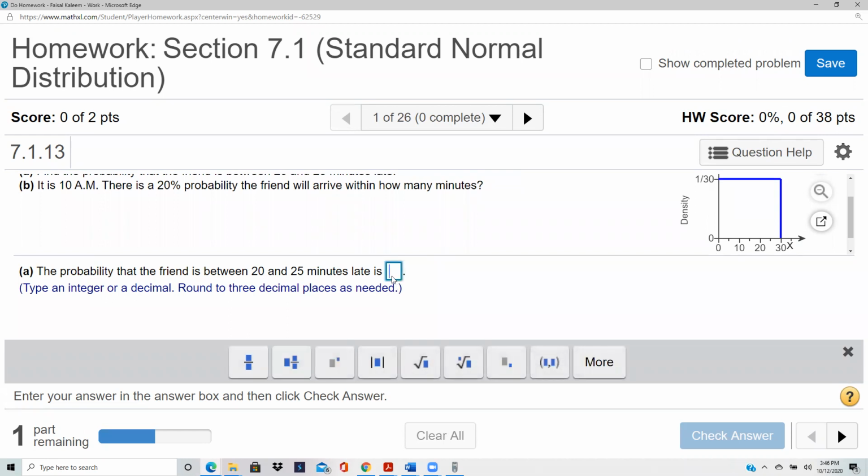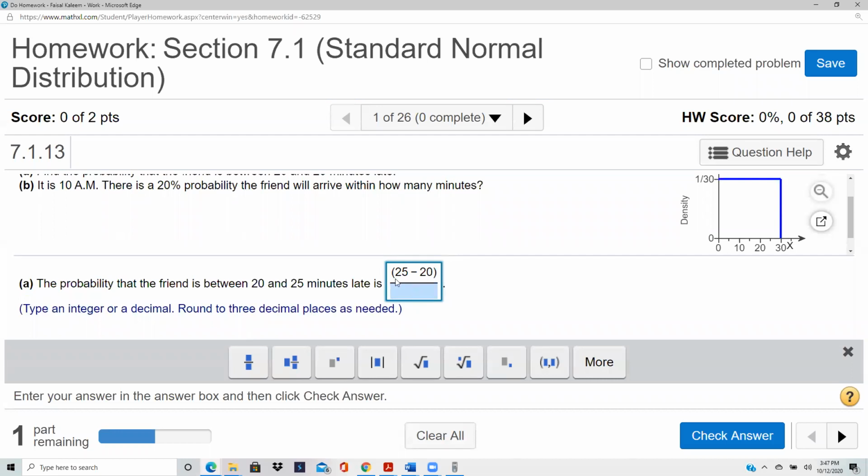So what you would do is on the top, you would have the distance between 20 and 25, which would be 25 minus 20. And you will divide it by the total horizontal distance that you see on this number line, which is from 0 to 30. So that's 30 minus 0. And so that gives you 5 over 30. That's 1 over 6. That's 0.167.